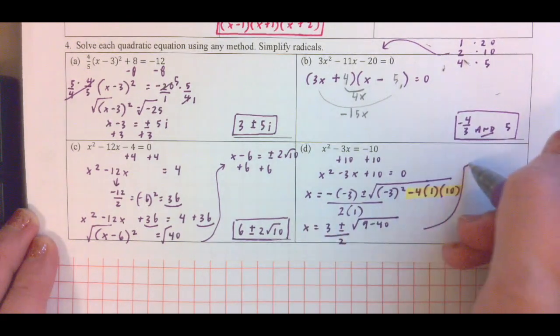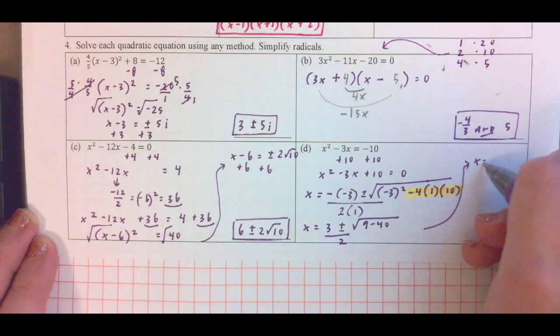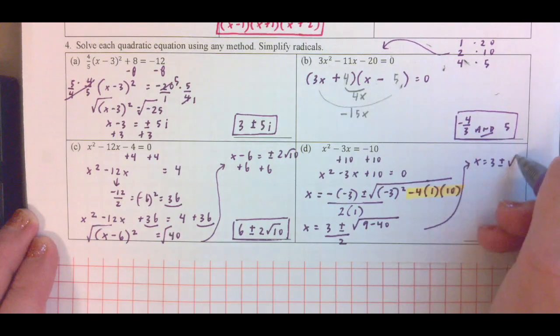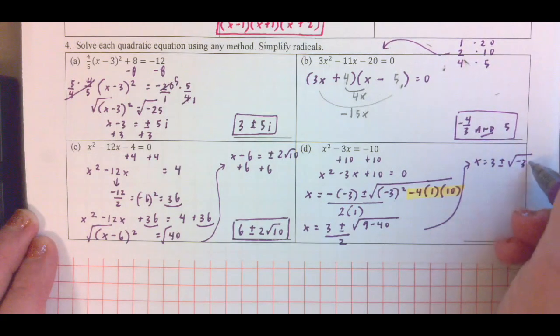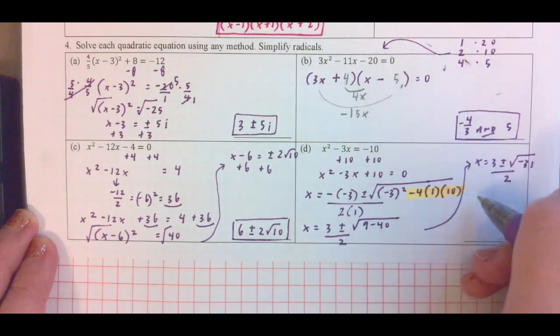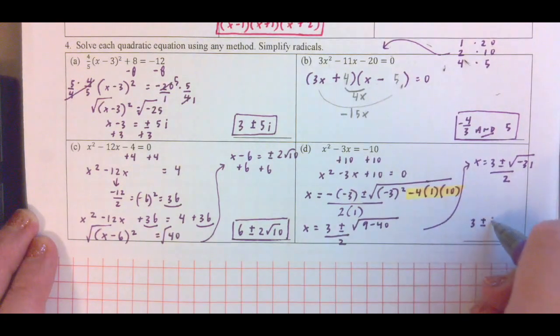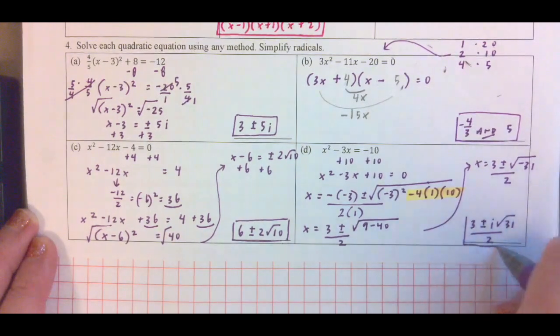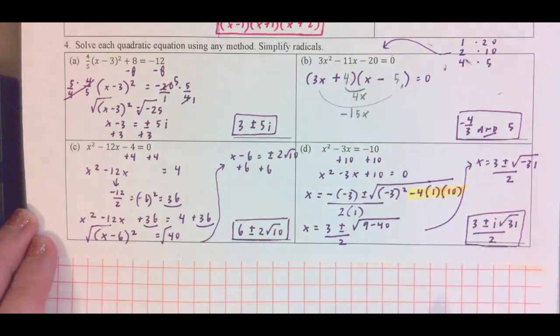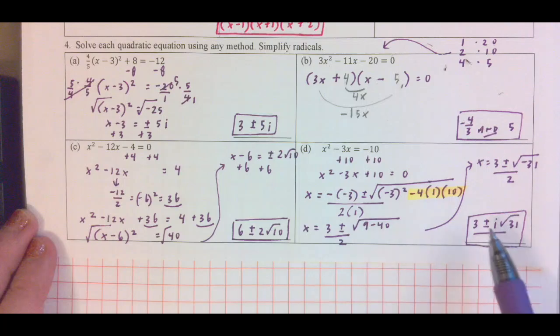All right. So now I have x equals 3 plus or minus the square root of negative 31 all over 2. So here I'm going to get 3 plus or minus i root 31 all over 2. Nothing to simplify further because there's nothing that goes into all 3 of these terms. This is fully simplified. All right, let's flip it to the back.